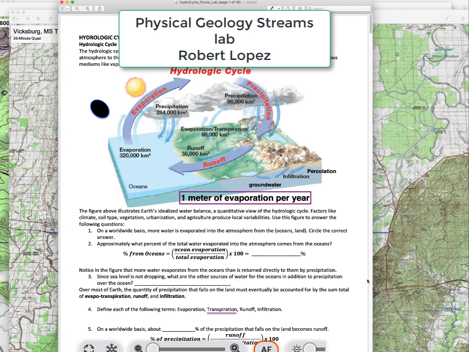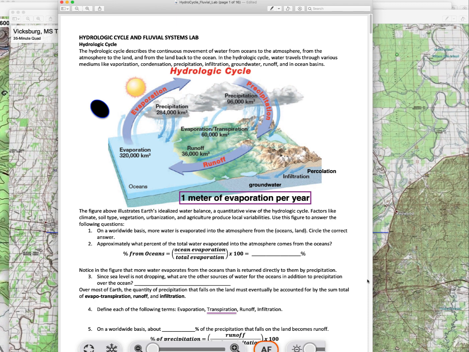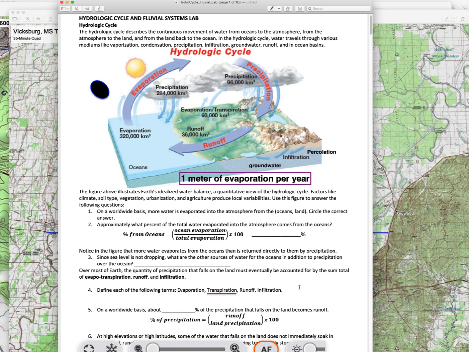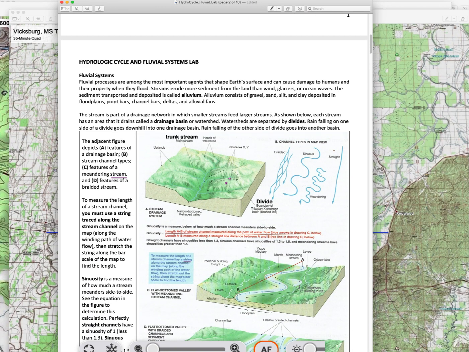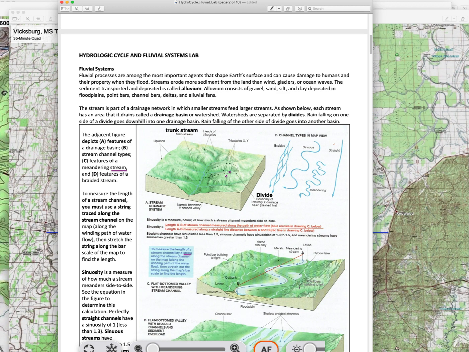Today I'm looking at the Hydrologic Cycle and Fluvial Systems Lab. It starts off with looking at the hydrologic cycle. This is pretty straightforward. Just read through this. There's a little bit of calculations you'll have to do, but it shouldn't be any problem with this part of the lab. The second part here deals with this idea of streams and fluvial systems.